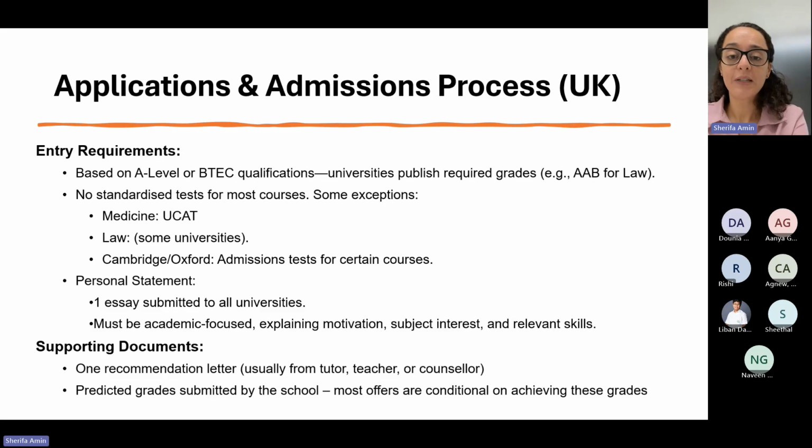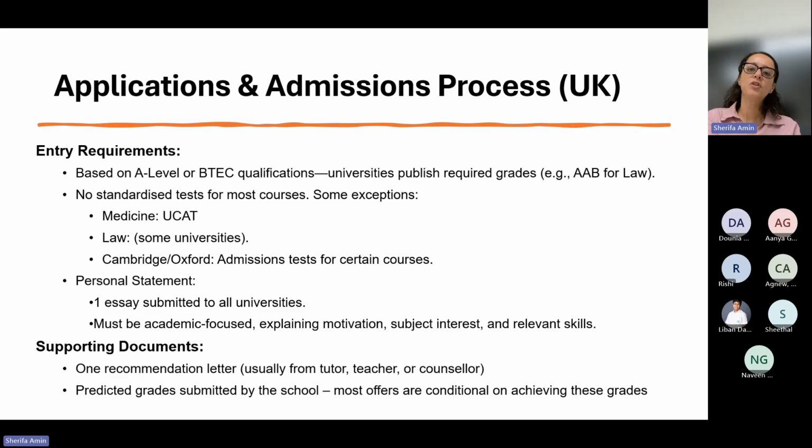The personal statement is a very important part of the application. I guide students through it all, and I tell them what they need to do, and they show me drafts, and we go through it 100 times. And it's submitted to all university choices. And the UK personal statement is almost entirely academic. It basically answers, why do you want to study this subject? What have you done outside of the classroom to explore this field? And what relevant skills and experience make you a strong candidate?